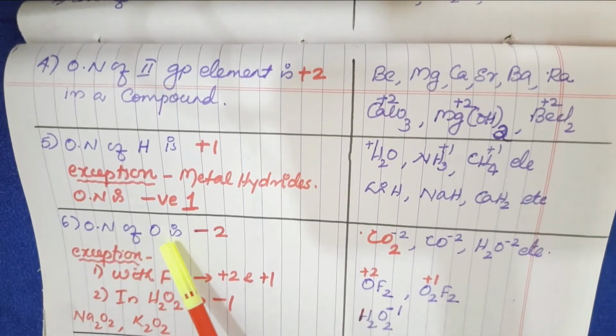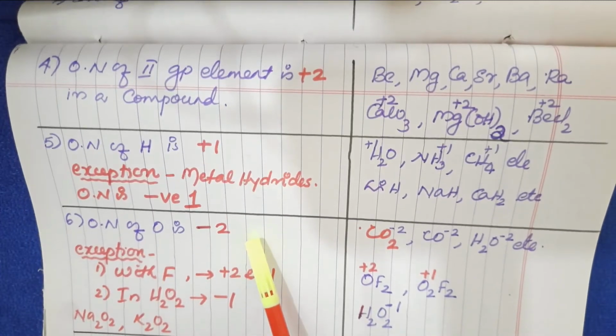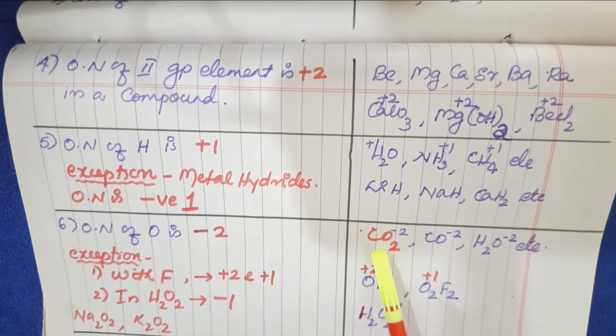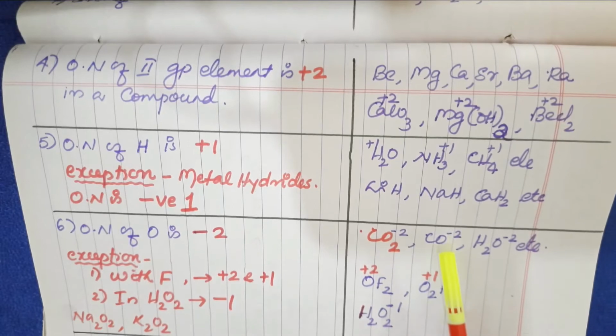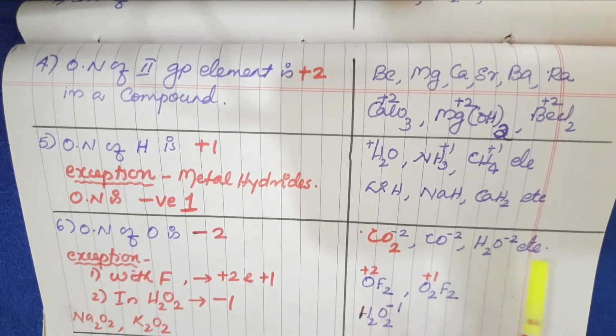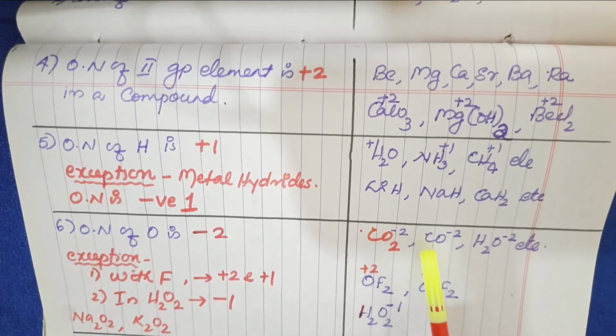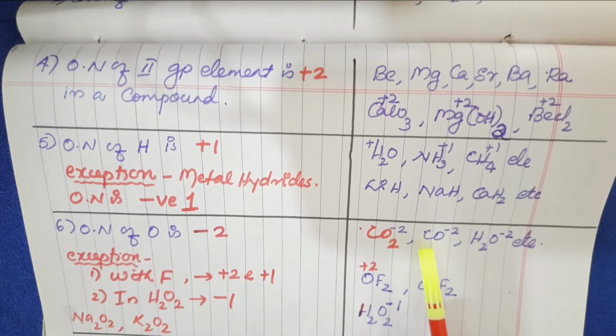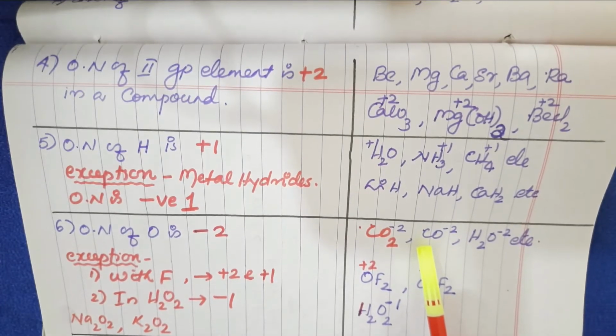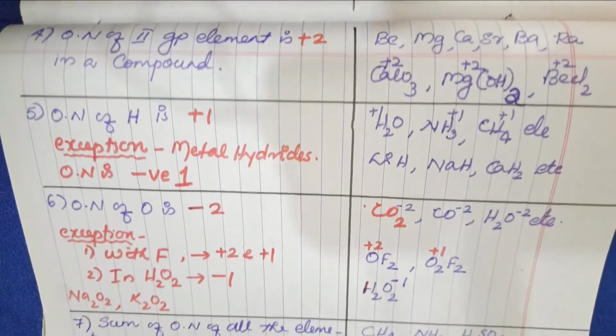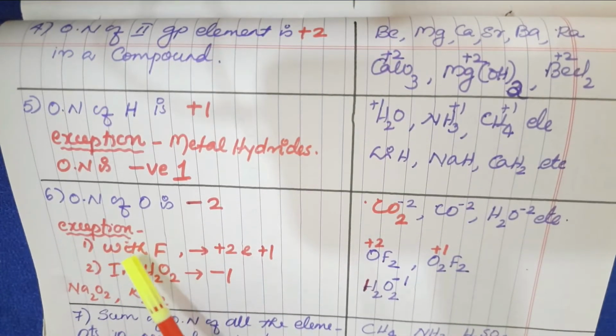Then the sixth rule. Oxidation number of oxygen is -2. It is the general case. For example, in the case of carbon dioxide, carbon monoxide, water, etc., you can see the oxidation number of oxygen is -2. But here also there are exceptional cases. Exceptional case 1 is with fluorine.